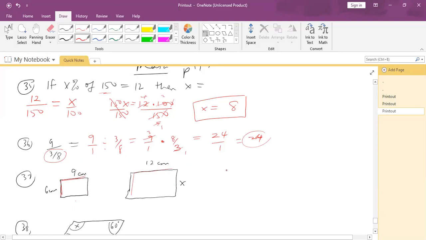Okay. So let's compare the length to the width ratio. Length to width. The length here is 9. So 9 to the width here should be equal to the same thing, your length, which is 12, to the width, which we don't know, X. Okay. Just have to be consistent.